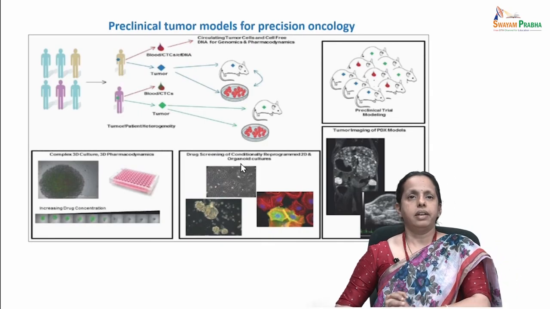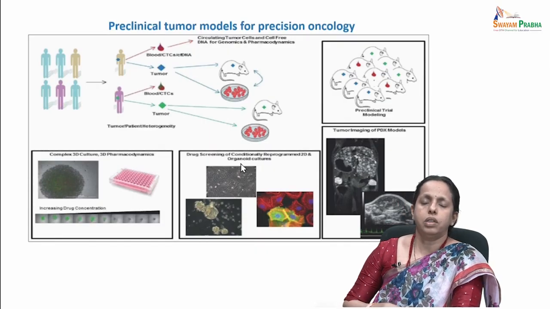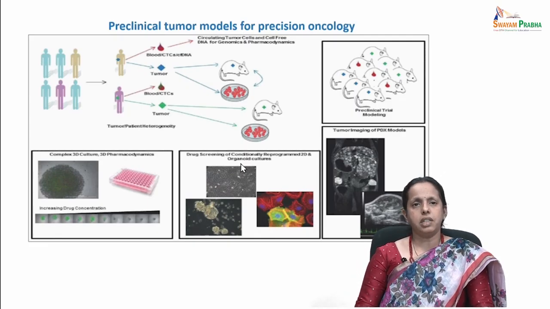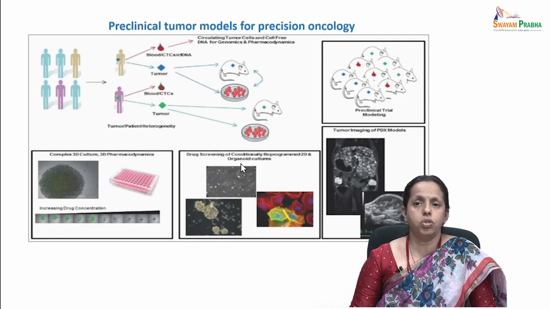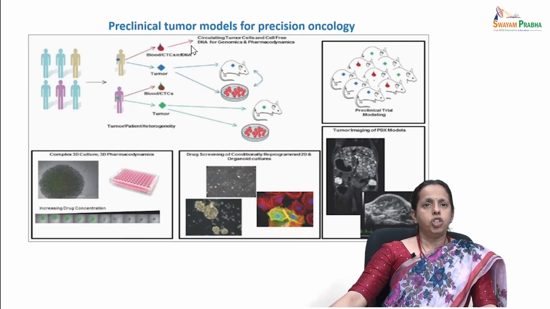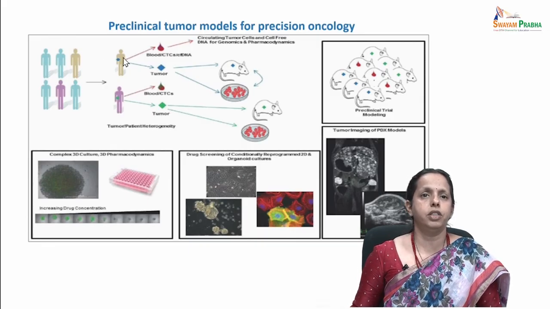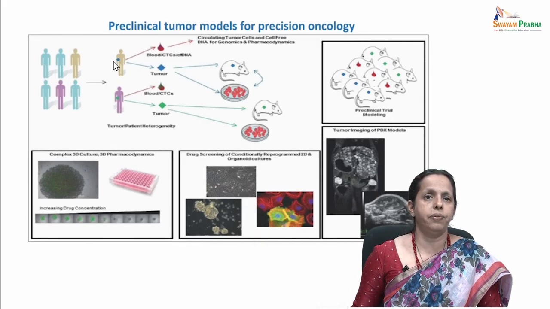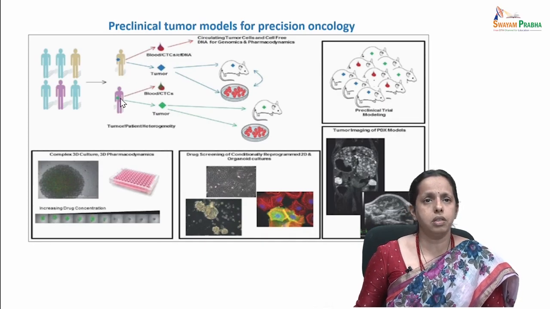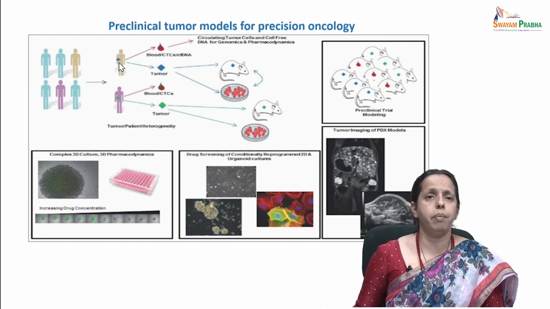This is a typical example of how you develop preclinical tumor models for use in precision oncology. Usually you develop mice models. They are usually patient derived xenografts. You use nude mice mostly. How do you do this? You have different individuals with, for example, breast or lung tumors. The tumors are taken either during surgery or from biopsies.